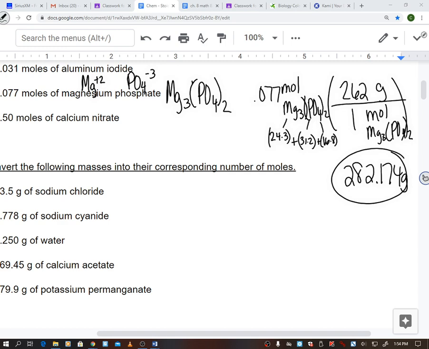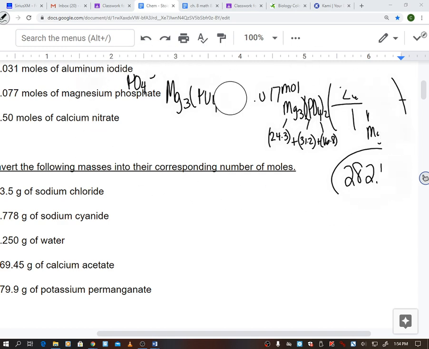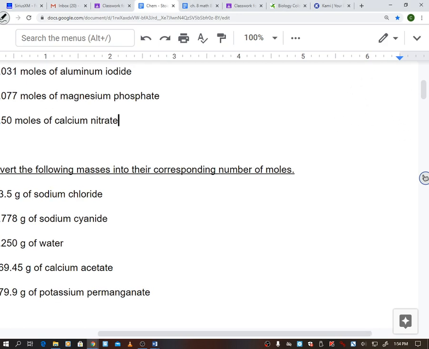All right, now the last one in this section is calcium nitrate. So calcium is Ca. Go ahead and find the charge of that. You look on the periodic table, it is a +2. Nitrate is NO3. It's on that special polyatomic ion worksheet. It is a -1. So what this is Ca, and NO3 is in parentheses, and there are 2 of them.